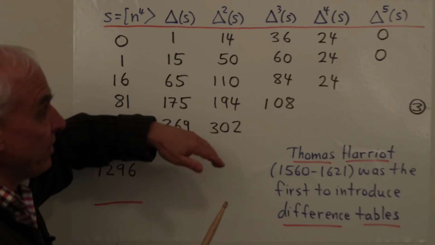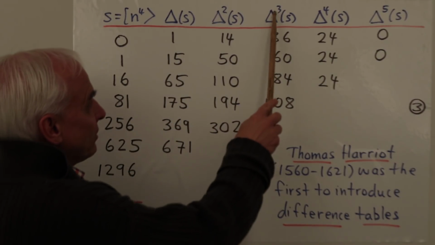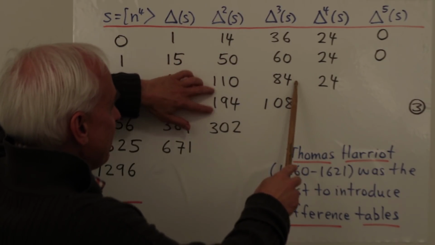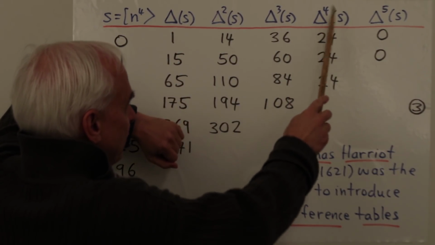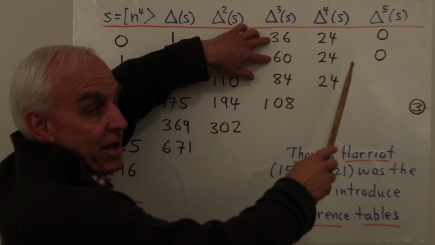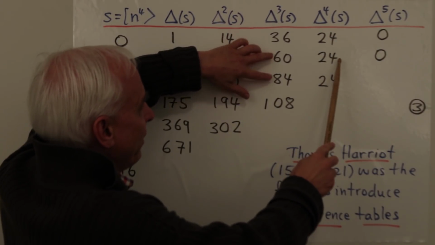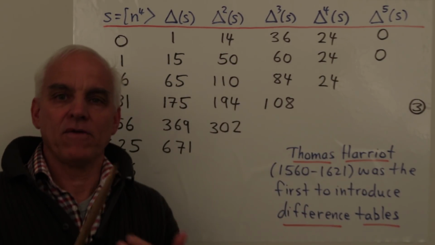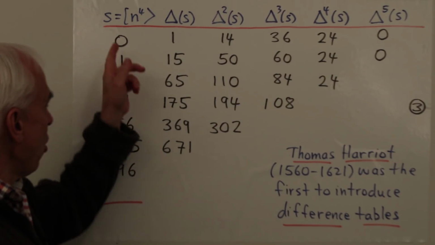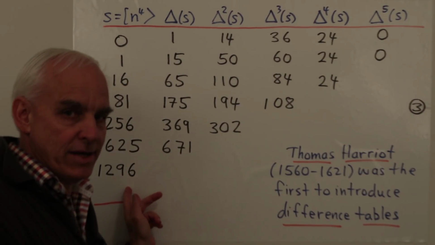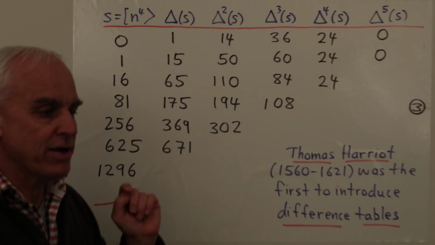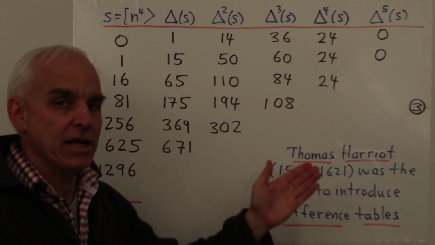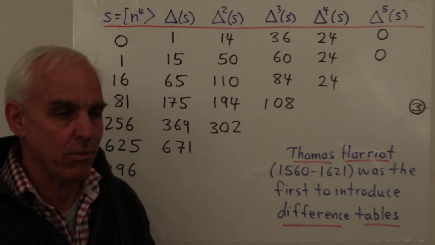And then there's nothing to prevent us from keeping on going. So here is delta cubed, the difference between these ones, 36, 60, 84, 108, and then delta to the 4th. And now the differences start getting more regular. Here we see 24, and then another 24, and another 24. And at this stage, the pattern is kind of clear. So even if we didn't know what the pattern was that generated this sequence, we could now carry on the sequence just by extending this difference table.